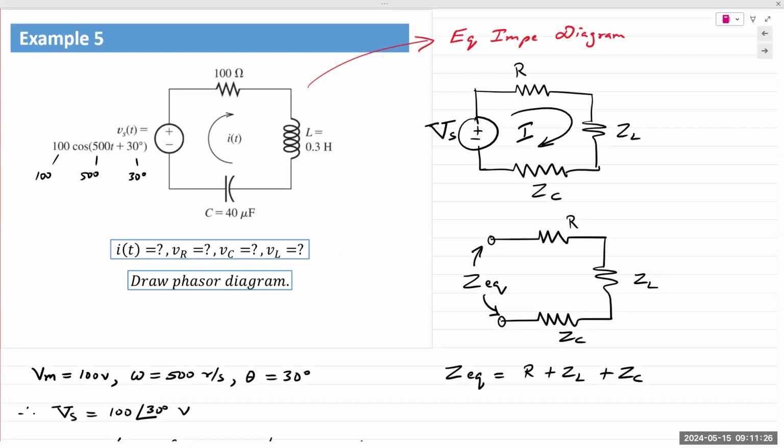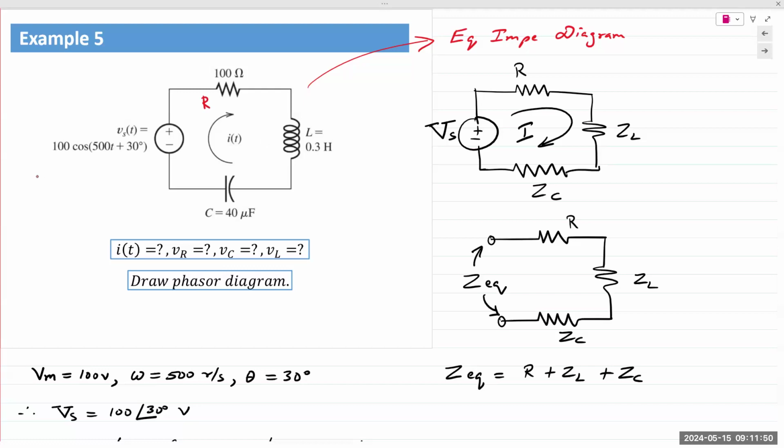So let's begin. What we have here is a circuit, a RLC circuit. So this is R, L, and C, right? So it's known as a RLC circuit. Values for the components are already given to us. There's a voltage source in there. The value for the voltage source is already given to us.